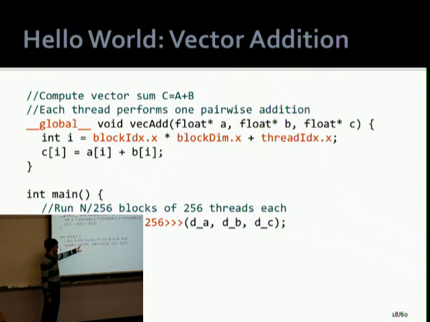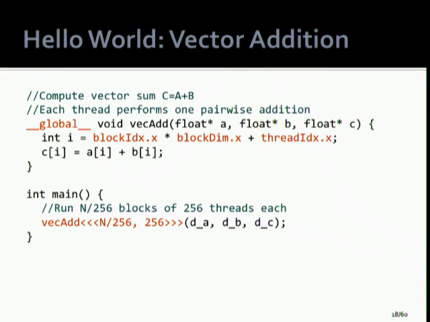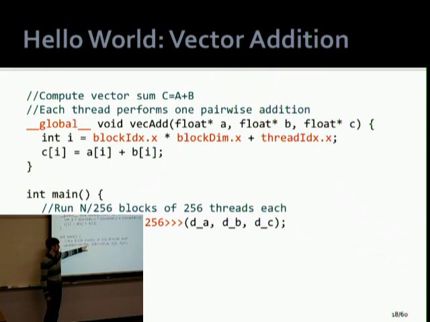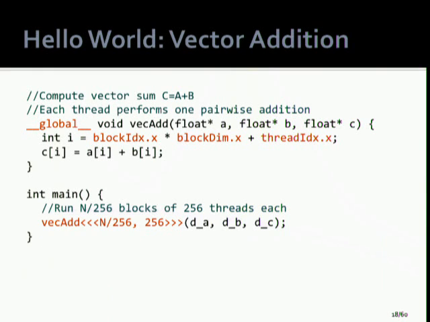So here I'm saying that I have some number n that's the length of my vector. I'm going to divide it by 256, and that's how many thread blocks I'm going to launch. And then each of my thread blocks has to be 256 elements wide. So what kind of assumption did I just make on n? Right. So I just made the assumption that n is a multiple of 256.